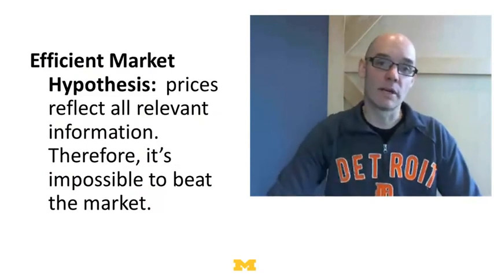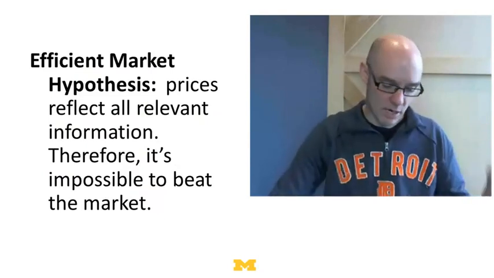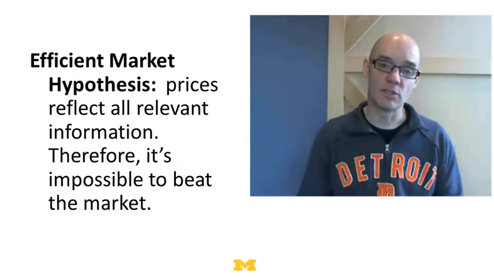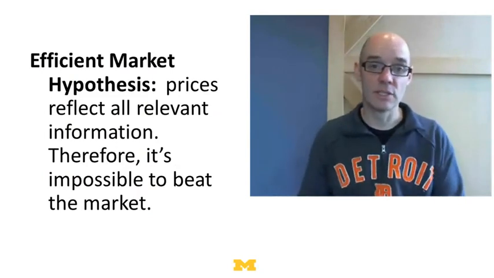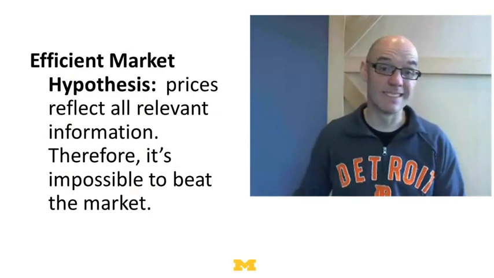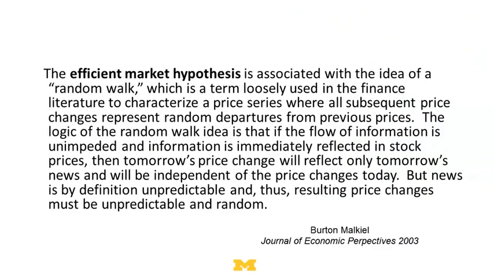So here's the efficient market hypothesis in short form. Prices reflect all available information. Therefore, any fluctuations should just be random because it's impossible then to beat the market. Here's the long version. The efficient market hypothesis is associated with the idea of a random walk. This is a term usually used in the finance literature to characterize a price series where all subsequent price changes represent random departures from previous prices.